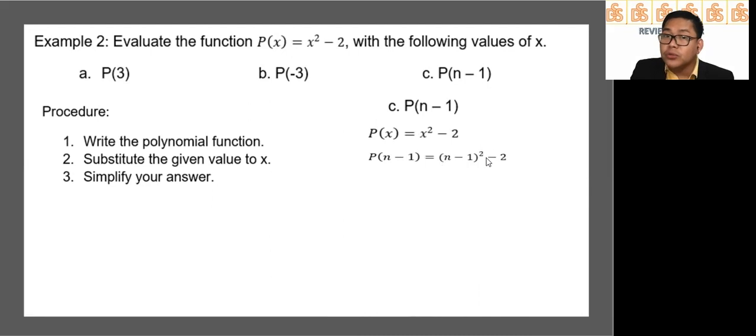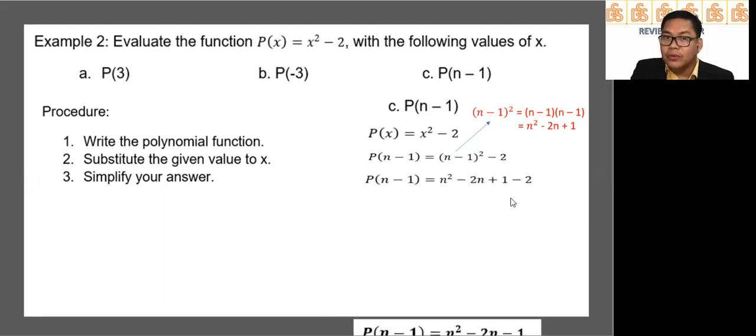We know that n minus 1 squared is actually this one. So it's a square of a binomial. We may do it this way and then multiply using either the FOIL method or the distributive property. And n minus 1 squared, if we simplify, we will get n squared minus 2n plus 1. That's why the resulting expression is this one minus 2. But what is 1 minus 2?